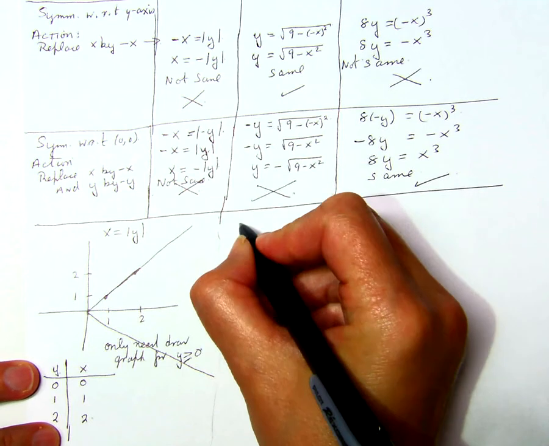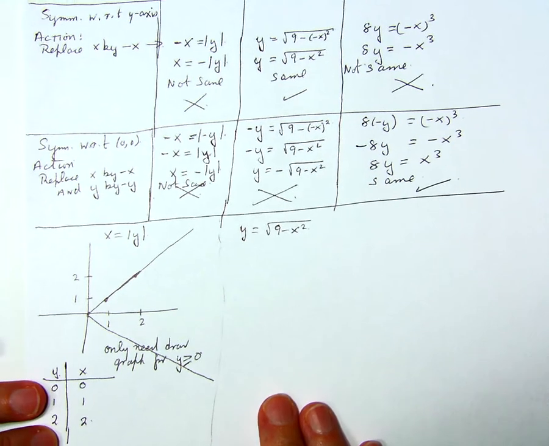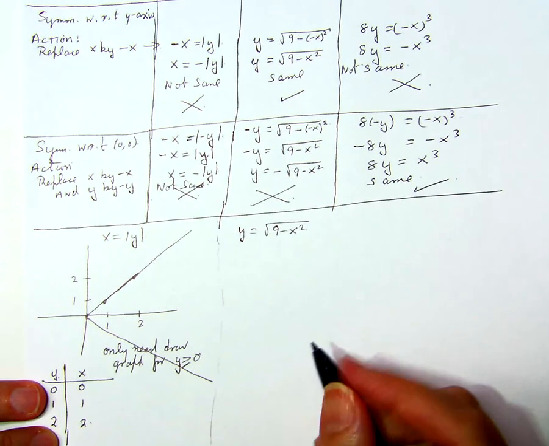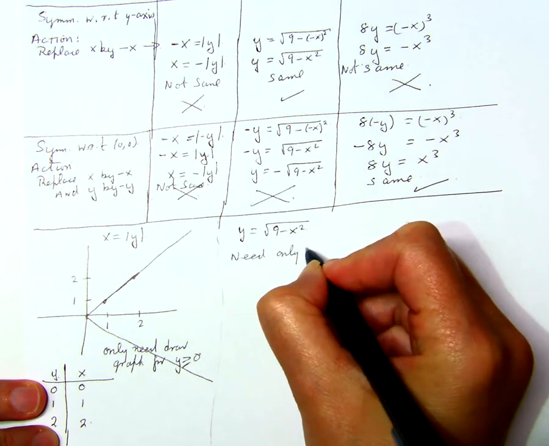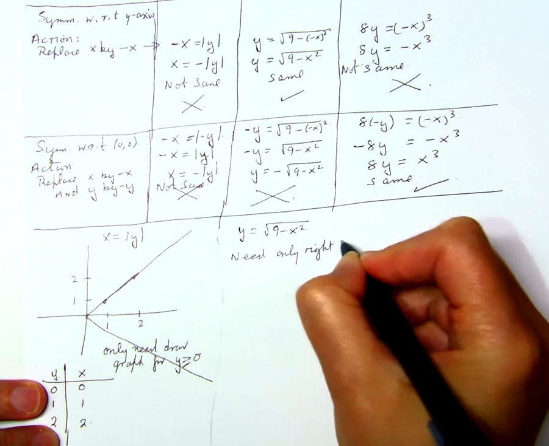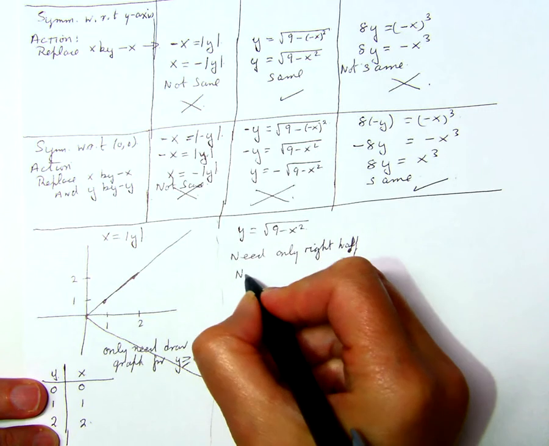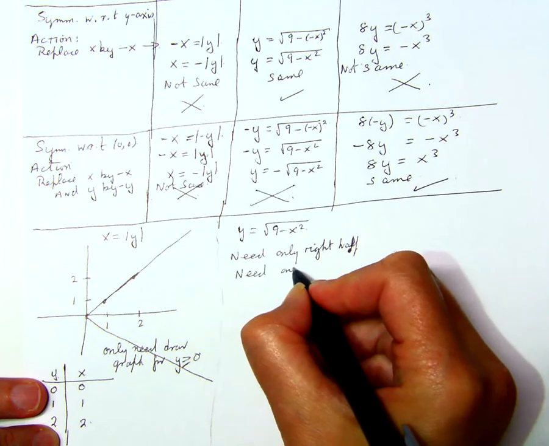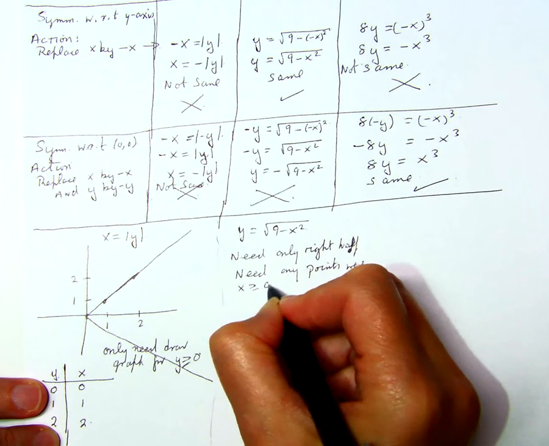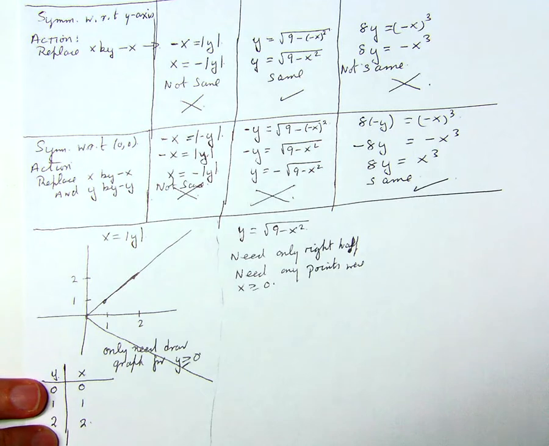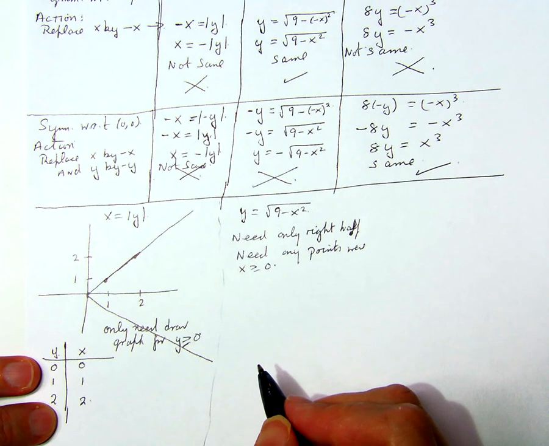What about y equals the square root of 9 minus x squared? Well, I've concluded that this has symmetry with respect to the y-axis, so I need only the right half of the graph. What is the right half? It's the points where x is greater than or equal to 0. And then once I have this, because of the symmetry, I can just fold it over the y-axis and get the other half of the graph.